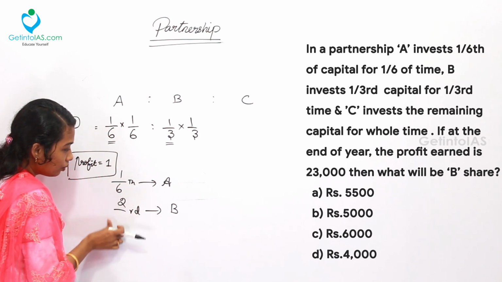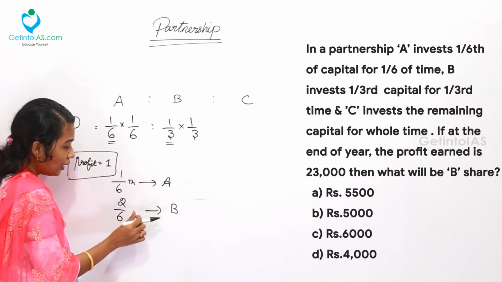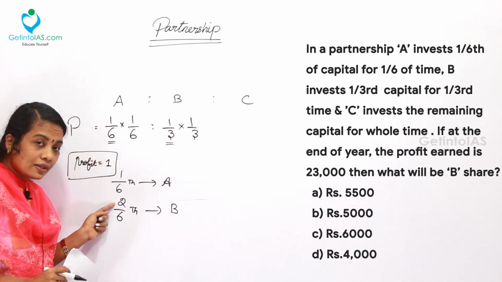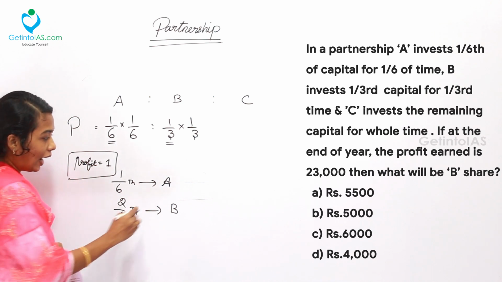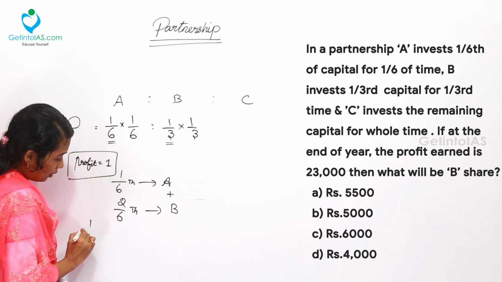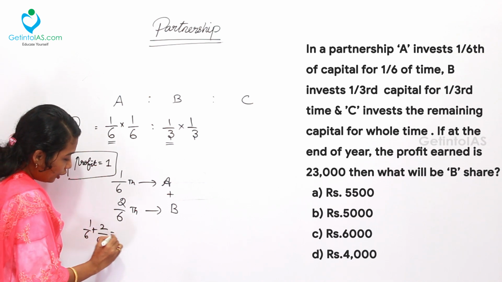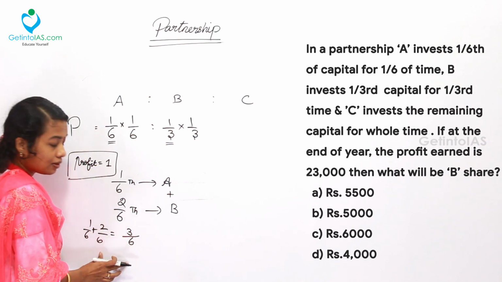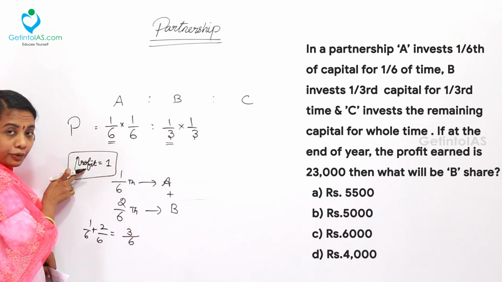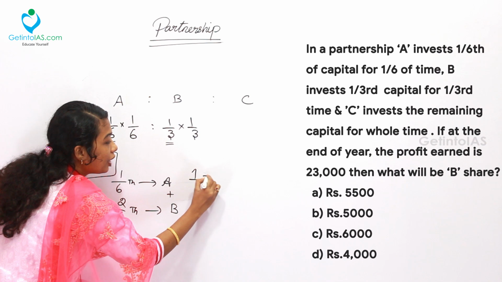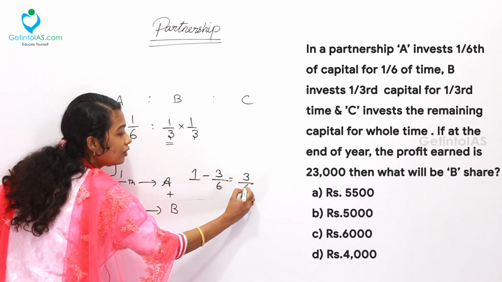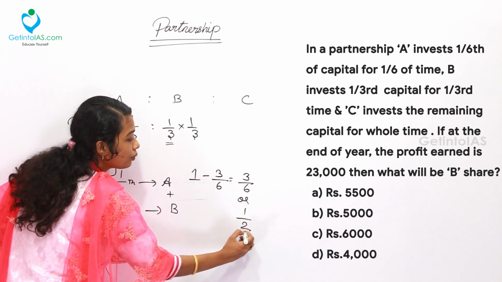So 3 into 2, 6. Simply, the investment contributed by B is 2 parts and A is 1 part. So adding both A plus B, 1 plus 6 plus 2 by 6, which is going to be 3 by 6. So 3 by 6 or 1 by 2, which is to be subtracted from the whole profit. So 1 minus 3 by 6, which is again 3 by 6 or 1 by 2.